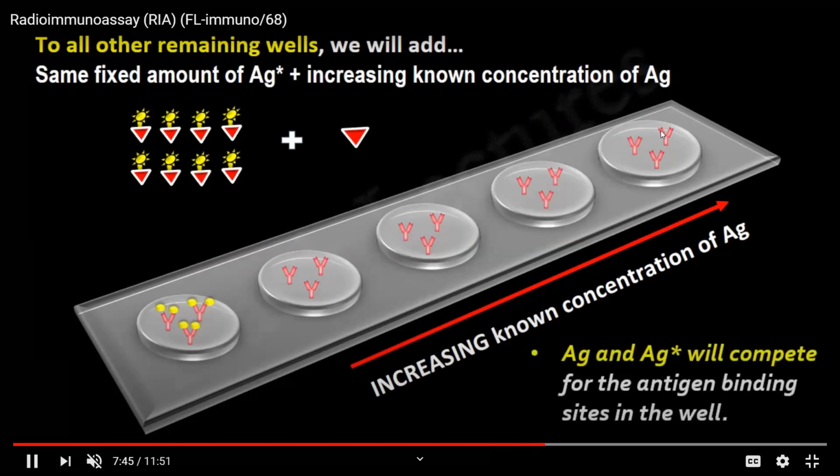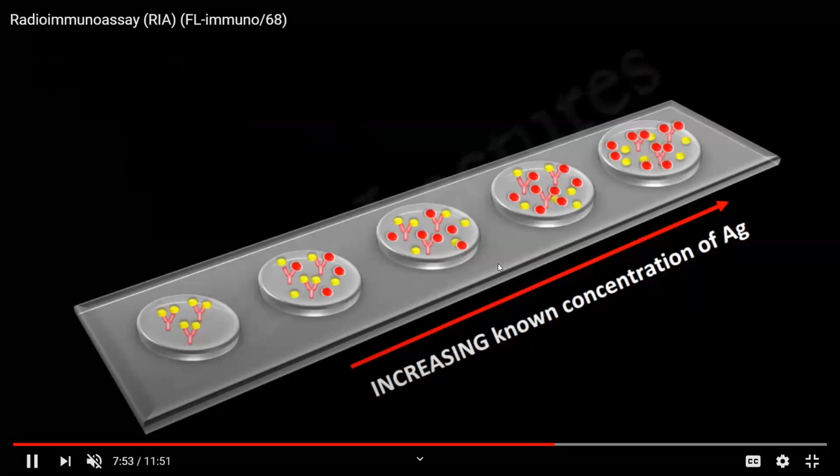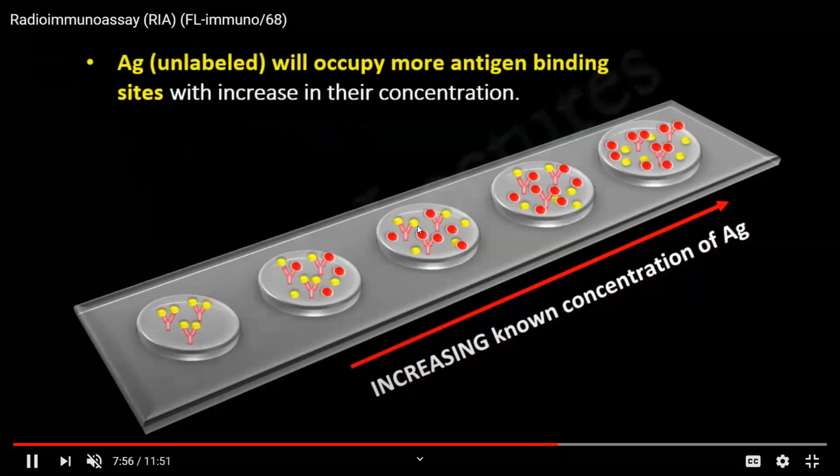So it will increase in concentration. Now, after addition, the labeled and unlabeled antigens will compete for antigen binding sites in the well. Since both the antigens are the same, they will compete with each other. Here, the amount of unlabeled ones is less compared to the labeled ones. Here it is slightly more. Here the unlabeled ones are in the highest amount. So both the labeled and unlabeled antigens will try to bind to the antigen binding sites of the antibodies.